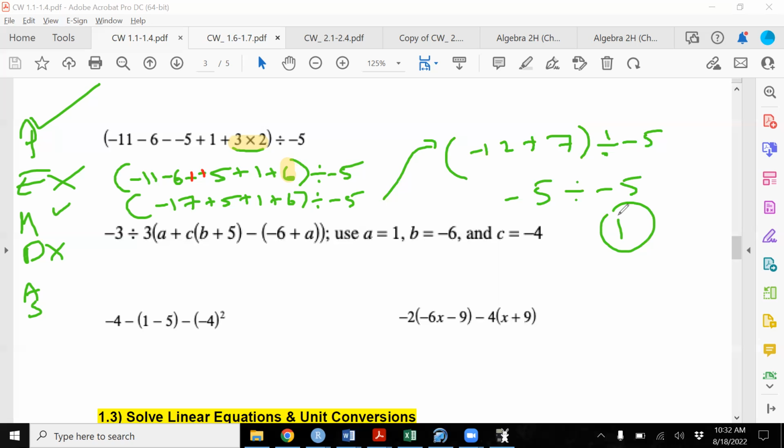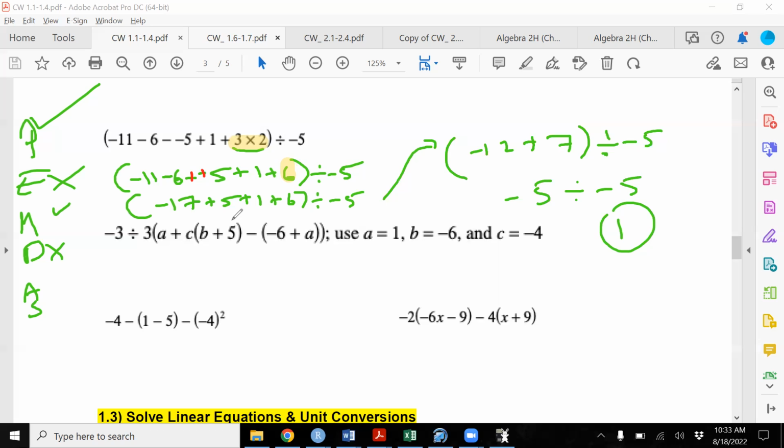If you were tapping in the calculator, it should say 1. You did it correctly. So again, parentheses, address the parentheses, but multiplication before the addition or subtraction. Okay, that's a very prototypical PEMDAS problem.